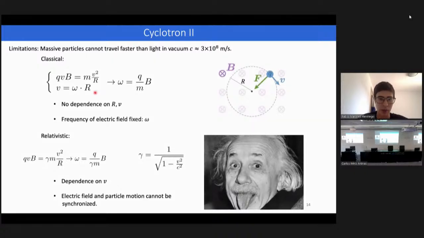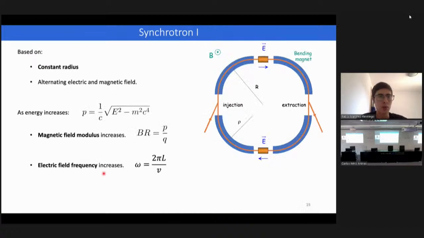However, in the relativistic regime, we have to add this gamma factor, the relativistic factor here, and then the particle's frequency in the circular motion will depend on the particle's velocity. You can see that this gamma factor is only relevant when the particle's velocity with respect to the speed of light is large enough. But now we will have a dependence on the particle's velocity, and then the electric field and the particle motion cannot be synchronized for very large velocities. Then we need to move to the next accelerator, which is a synchrotron.